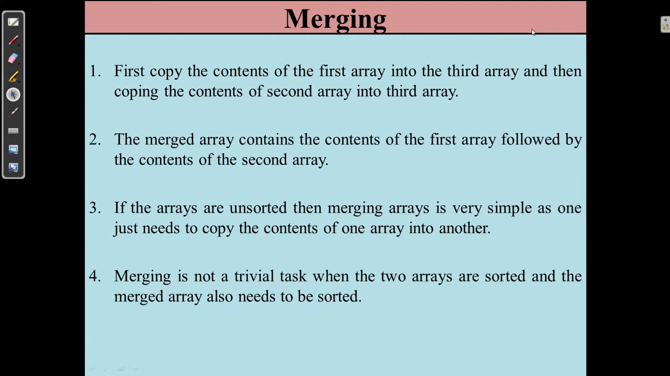For example, first copy the content of the first array into the third array and then copy the content of the second array into the third array. The merged array contains the content of the first array followed by the contents of the second array. If the arrays are unsorted, then merging is very simple, as one needs to copy the content of one array into the other. But merging two sorted arrays is not a trivial task.